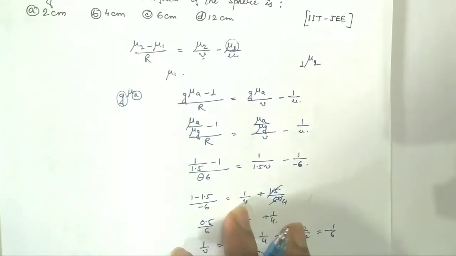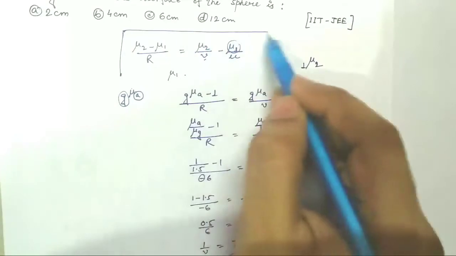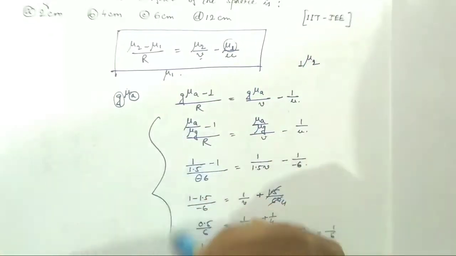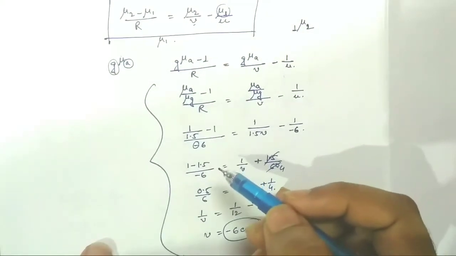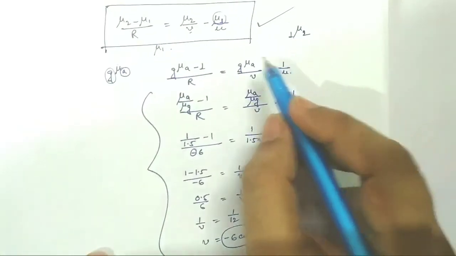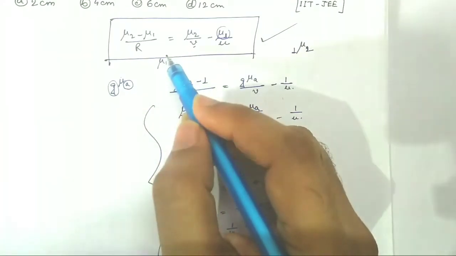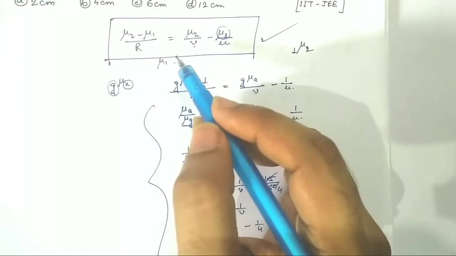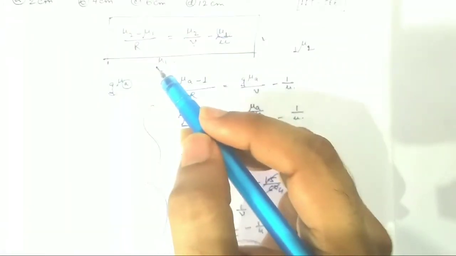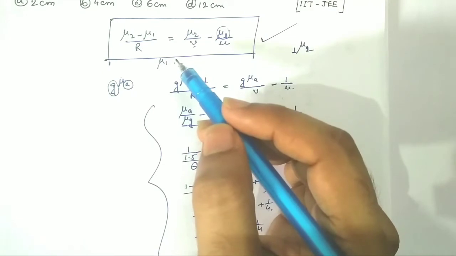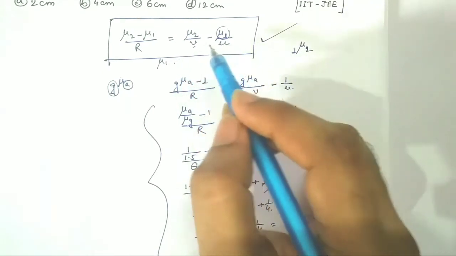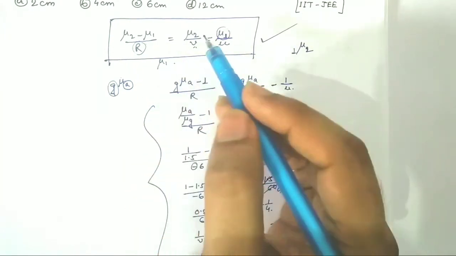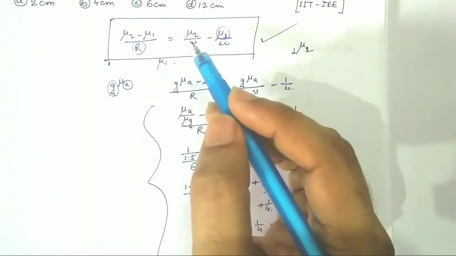For this question, you have to know the formula of refraction, and the remaining part is just the calculation. So you have to know this formula, where mu1 is the refractive index of the medium from which light rays come, mu2 is the refractive index of the medium in which the light rays enter after refraction, u is the object distance, v is the image distance, and R is the radius of curvature of the glass sphere. Okay, now move on to the next question.